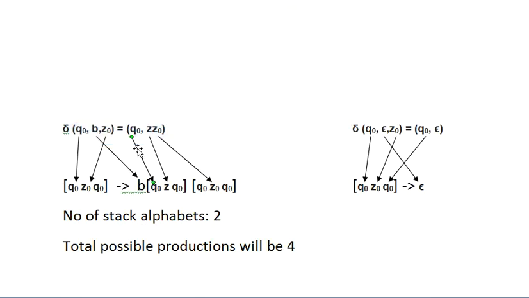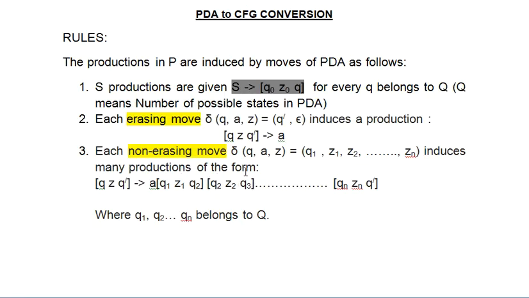how to write this? The initial state, whatever it is, will come to the first position of the production. Clear? The production will be of this format. As you can see in the rule, I will show you in the rule. You can pause the video and write down the rules. Sometimes they might ask you what the rules are for conversion of PDA to CFG.